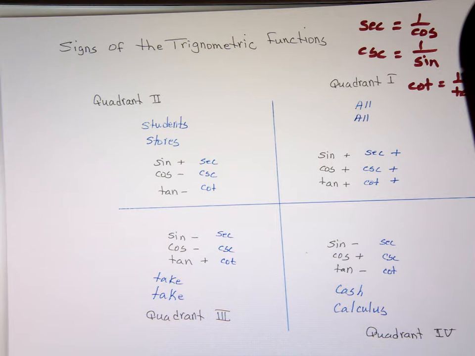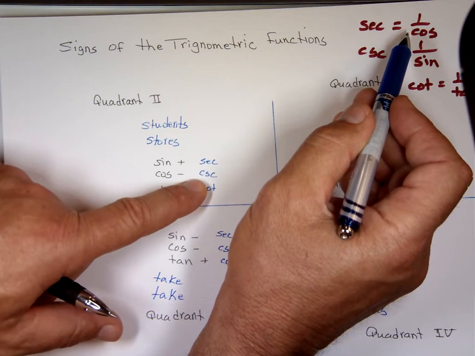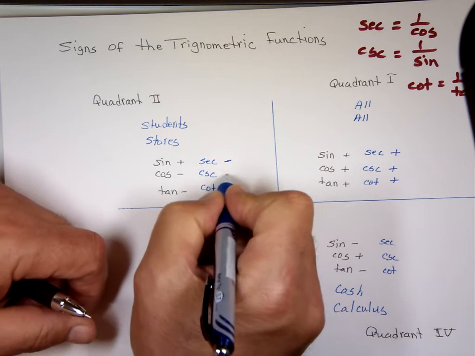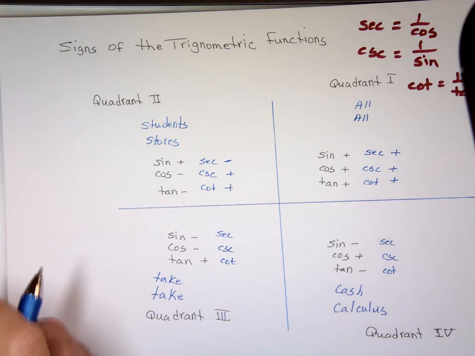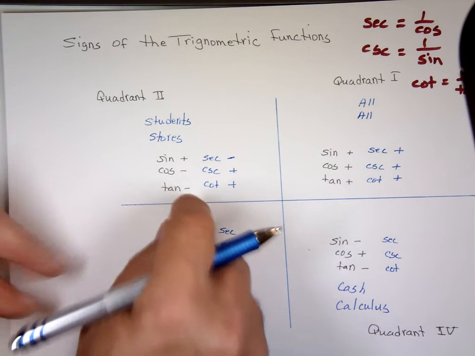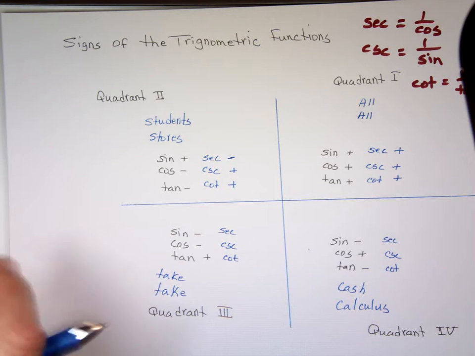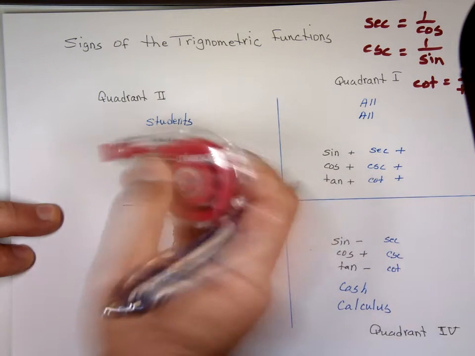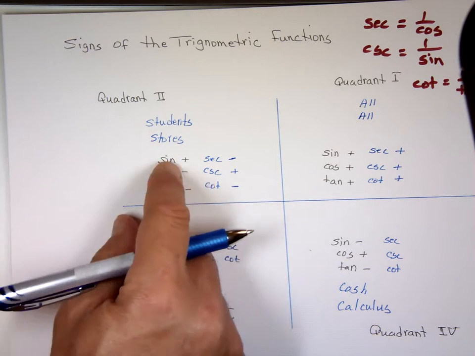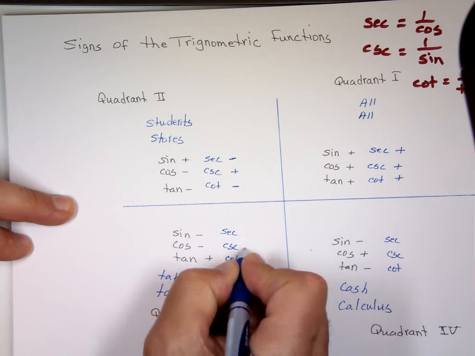Now let's look in quadrant 2. Since the secant is 1 over cosine, if your cosine is negative, what is 1 over a negative number? Negative. And these will be positive. Nope. This will be what? Negative, not positive. 1 over a negative number. Cotangent is 1 over tangent. 1 over a negative number, that's a negative number. Cosecant is 1 over sine. Since the sine is positive, this is positive. Here, this is positive and that's negative. This is negative.